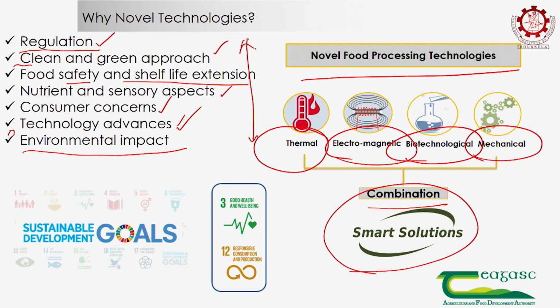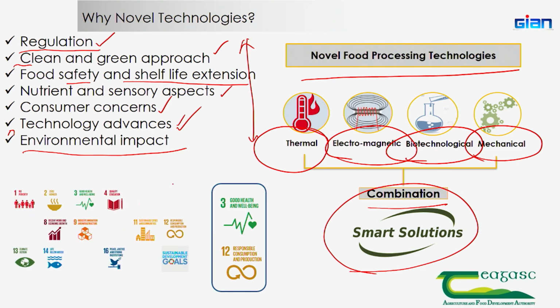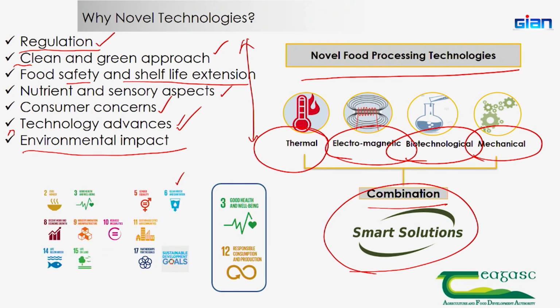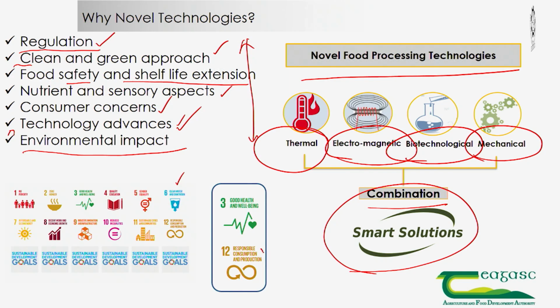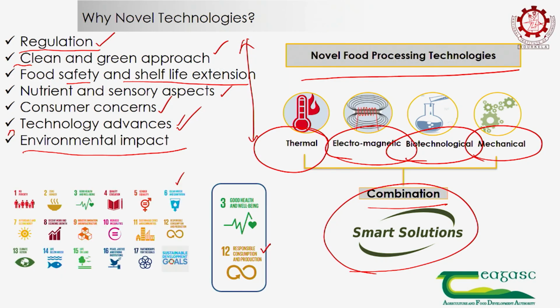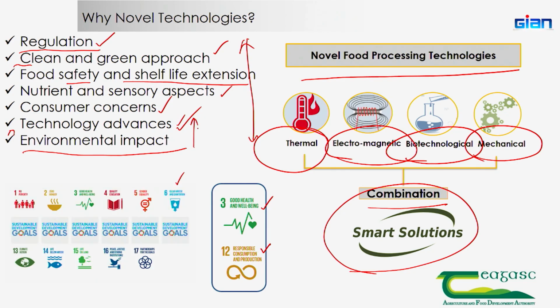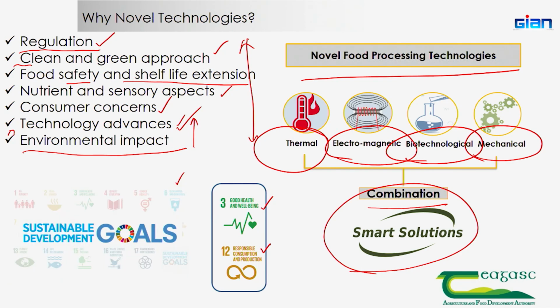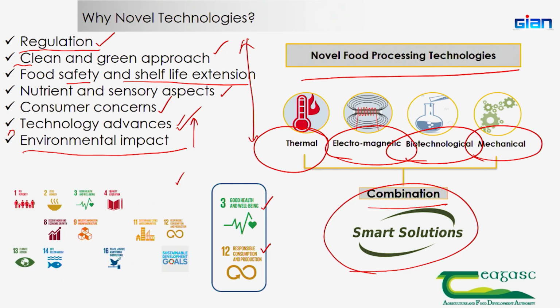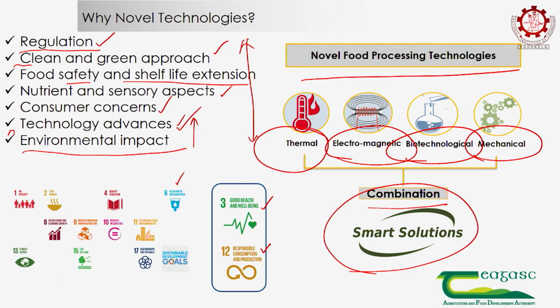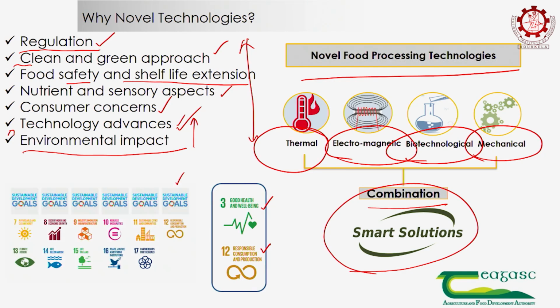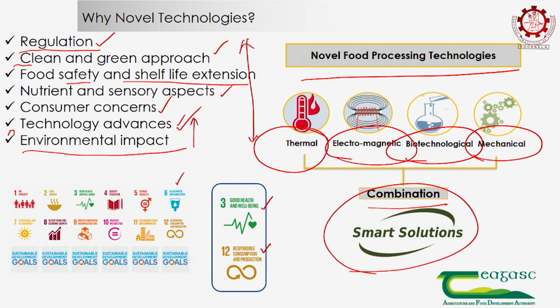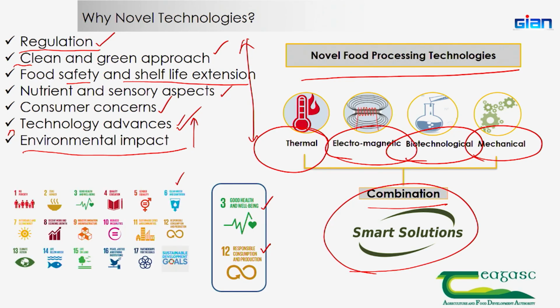And when we use new food processing technologies, indirectly they impact all 17 sustainable development goals, but directly responsible consumption and production, and good health and well-being. Yeah? That means all these 7 points listed here, the core drivers of new technologies, how they are related to your sustainable development goals, and how we classify these technologies. Yeah?